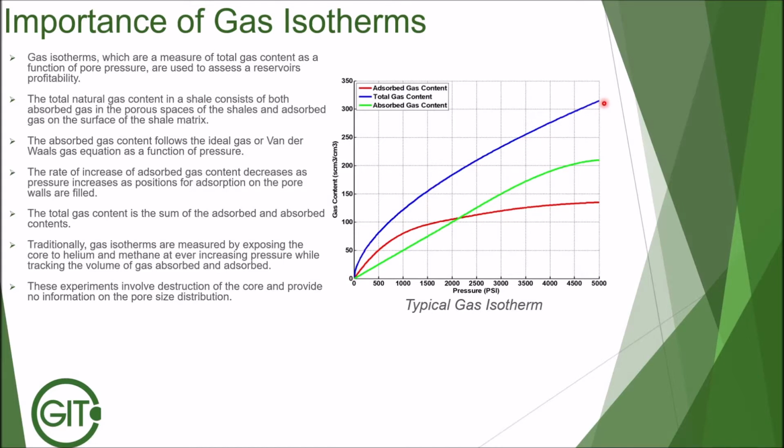Traditionally, gas isotherms are measured by exposing the core to helium and methane at ever-increasing pressures while tracking the volume of gas absorbed or adsorbed. These experiments often involve destruction of the core, and they provide no information on the pore size distribution. So if we could measure these gas isotherms via NMR, it would be good because we won't have to destroy the core, and we will get pore size information from the NMR data.